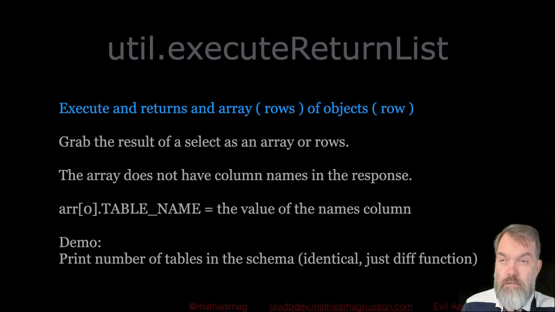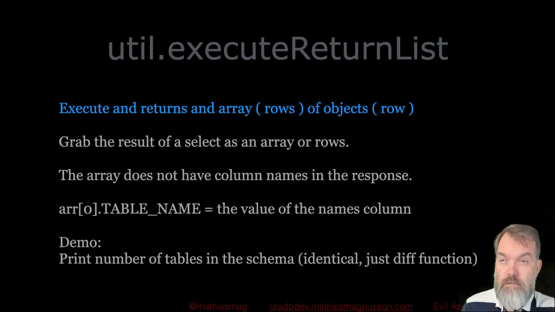So the last one was execute return list of list. This is just execute return list. And here the explanation is execute and returns an array rows of objects row. Again, it doesn't speak to me really to understand what is meant with that. But what it does is that it grabs a select as an array of rows. So now we get into, well, how is this different from the last one? That was what that did too.